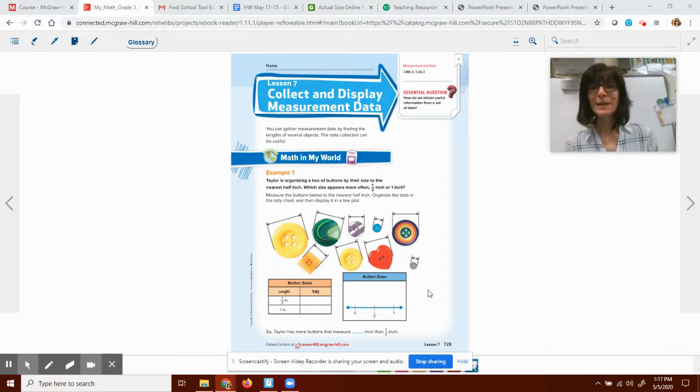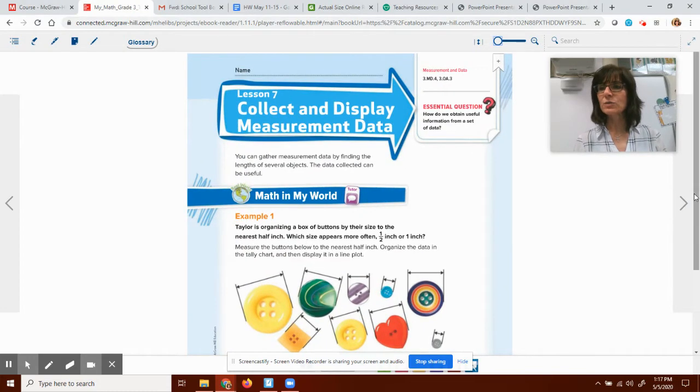Now, that's pretty funny. All right, on lesson 7, you can gather measurement data by finding the lengths of several objects. The data collected can be useful. Of course it can. All data is useful.